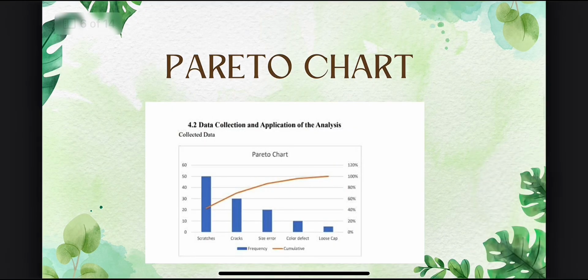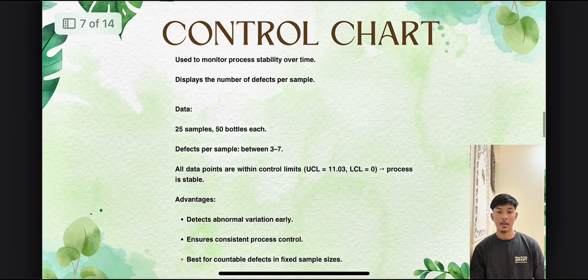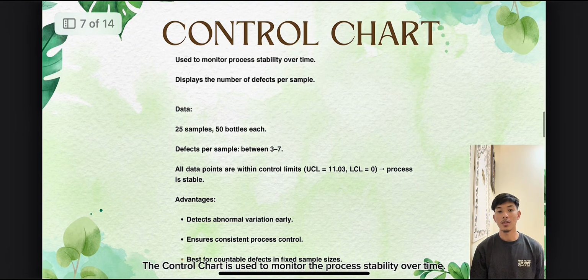Thank you. Hi everyone, I'll explain about the control chart. The control chart is used to monitor the process stability over time. It helps to check whether the production process is under control or not.